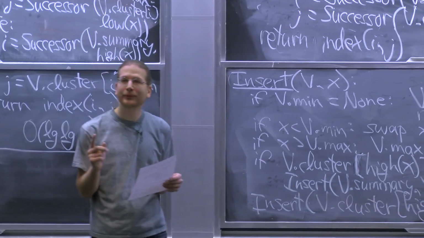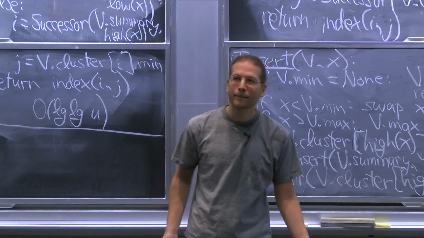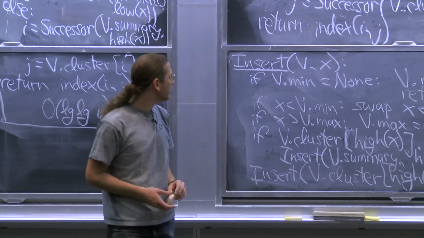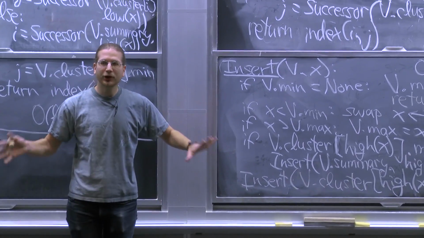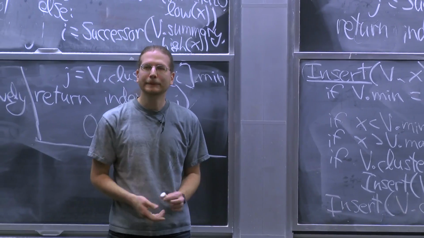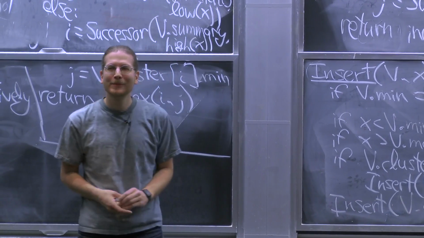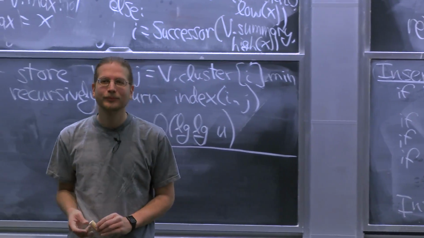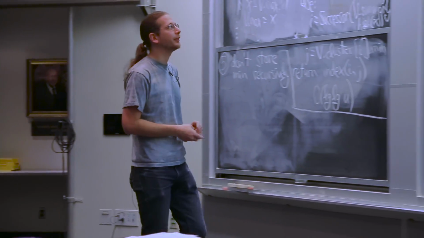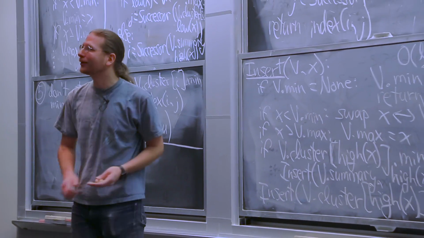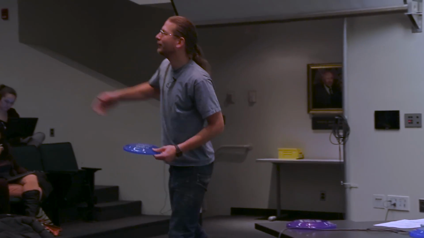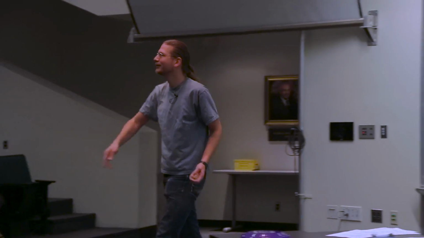Question? When we insert the first time, we don't update v.summary? When I insert into a completely empty structure, we don't update summary at all. That's right. We just store it in the min, and we're done. But then, if you were to call a successor... Good. Yeah, the successor algorithm is currently incorrect. Thank you. So, frisbees for that question and the last answer.